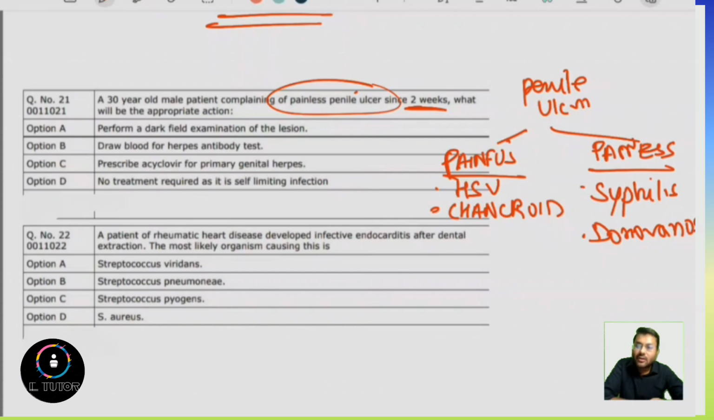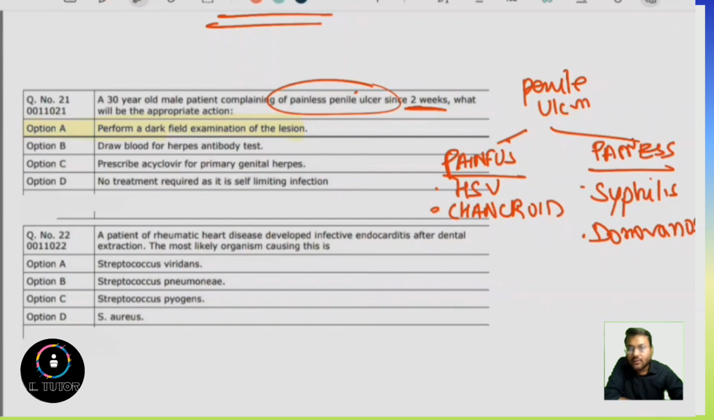So among the given options, the first option is perform a dark field examination of lesion. Yes, this is true because for finding syphilis we have to do dark field examination. Draw blood for herpes. No, herpes will lead to painful penile ulcer. Prescribe acyclovir for genital herpes. No, this is not herpes because it is painless, and in case of herpes it will be painful.